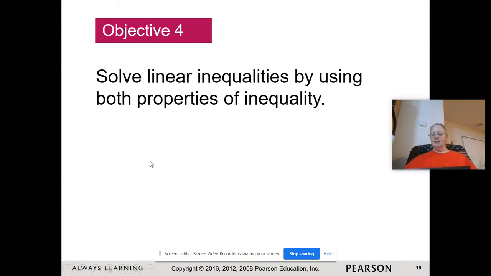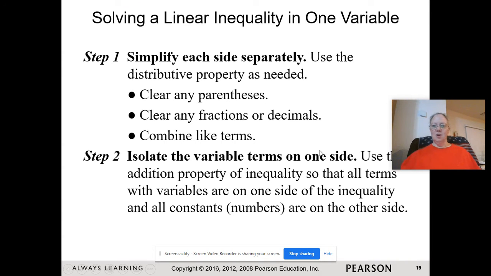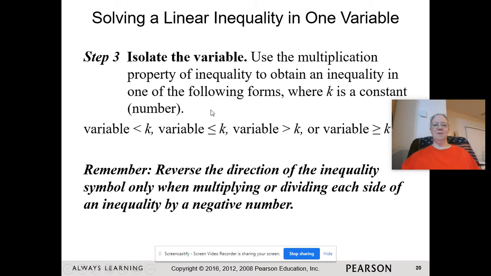So this is the second part of section 2.8. We're going to be solving linear inequalities using both properties, the addition property and the multiplication property that we talked about in the last video. Okay, first things first, we need to simplify each side separately. So that may involve clearing any parentheses, any fractions or decimals, combining like terms. You're going to get the variable on one side, the constant on the other.